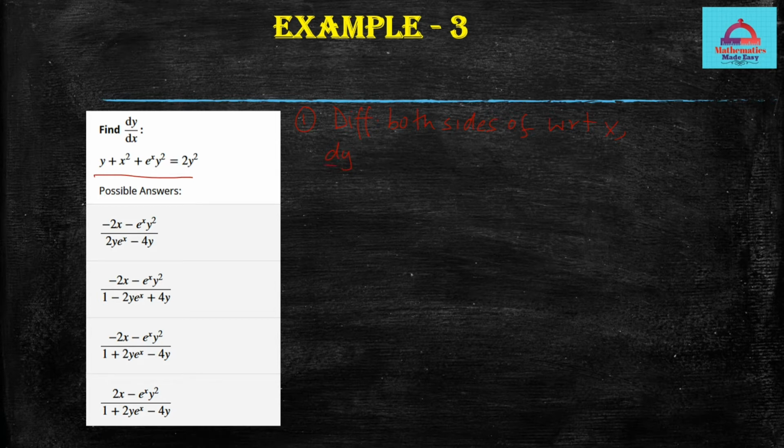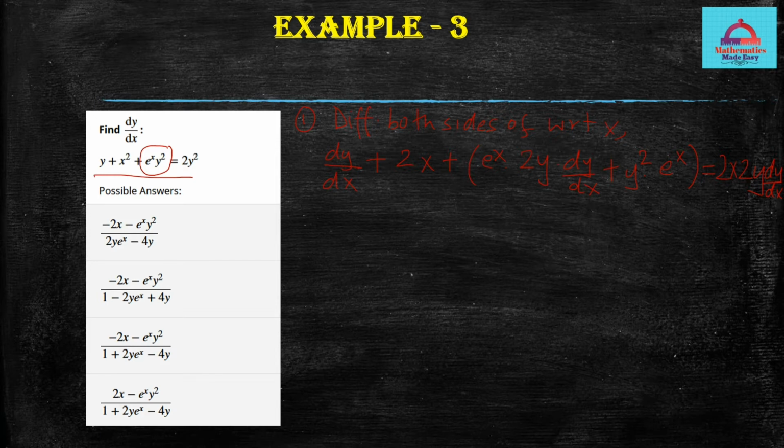That gives us dy by dx plus 2 times x plus, now this term has a product, e to the power x multiplied with y square. So definitely we'll go for the product rule. Let's keep the first function as it is and differentiate the second function. So 2y dy by dx, and now you keep y square as it is and differentiate e to the power x. So that is the same function. And on the other side you have 2 times 2y dy by dx. So that completes step 1.